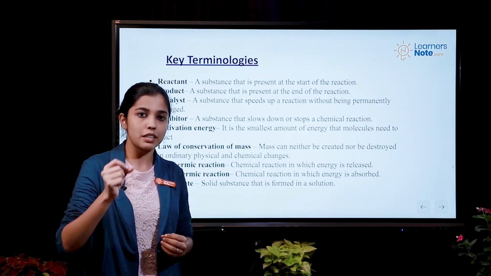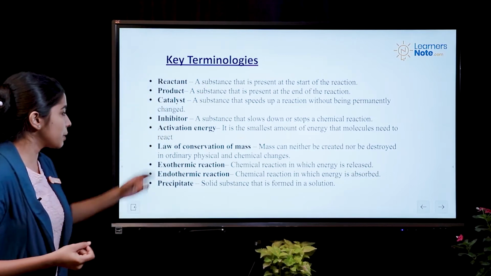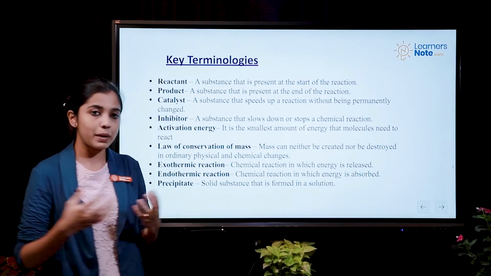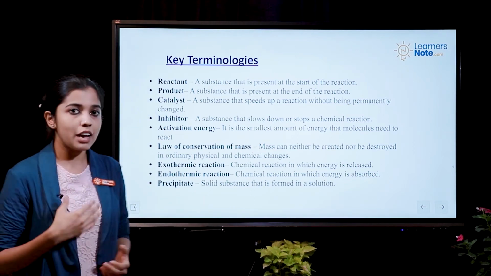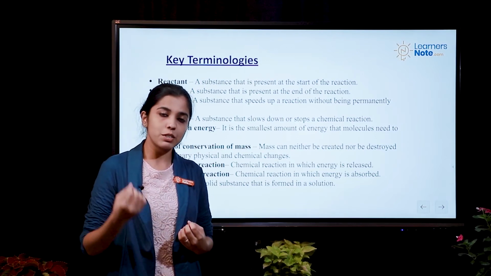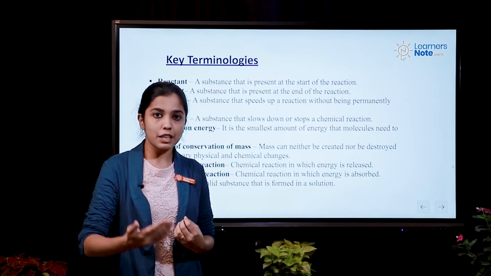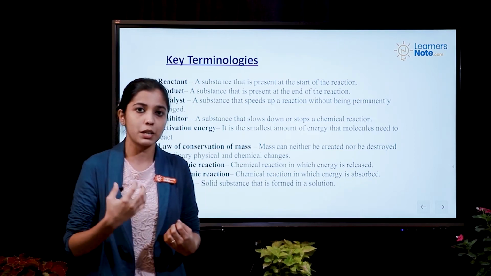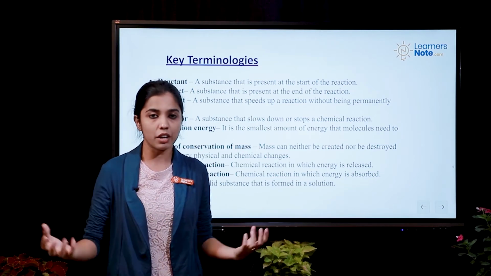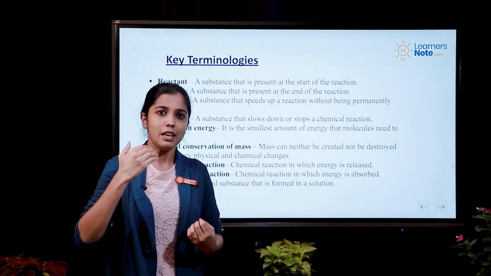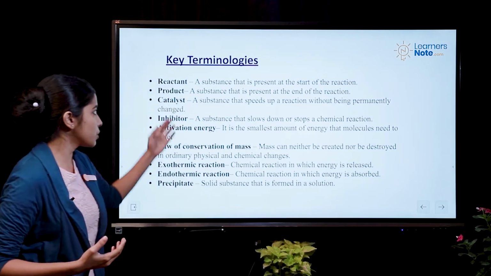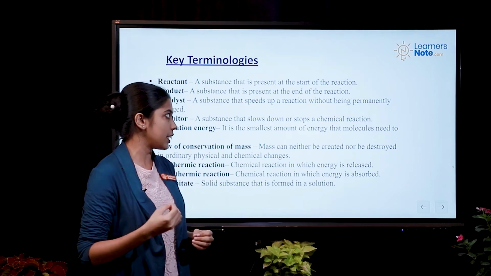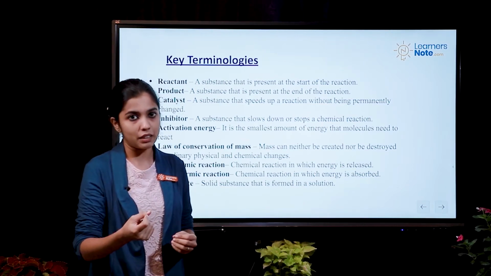The reactant will be present at the beginning of your reaction. Similarly, product is a substance that you get as an outcome of your reaction. That is, it will be present at the end of the reaction. And then you have a catalyst and an inhibitor. Sometimes in order for a reaction to take place, you need something called a catalyst. That is, you need to speed up the reaction. The speed of the reaction is not enough. It takes a longer time, or the rate of the reaction is very low. In such a case, you use a substance called catalyst. The function of a catalyst is to speed up the reaction without actually taking part in the reaction.